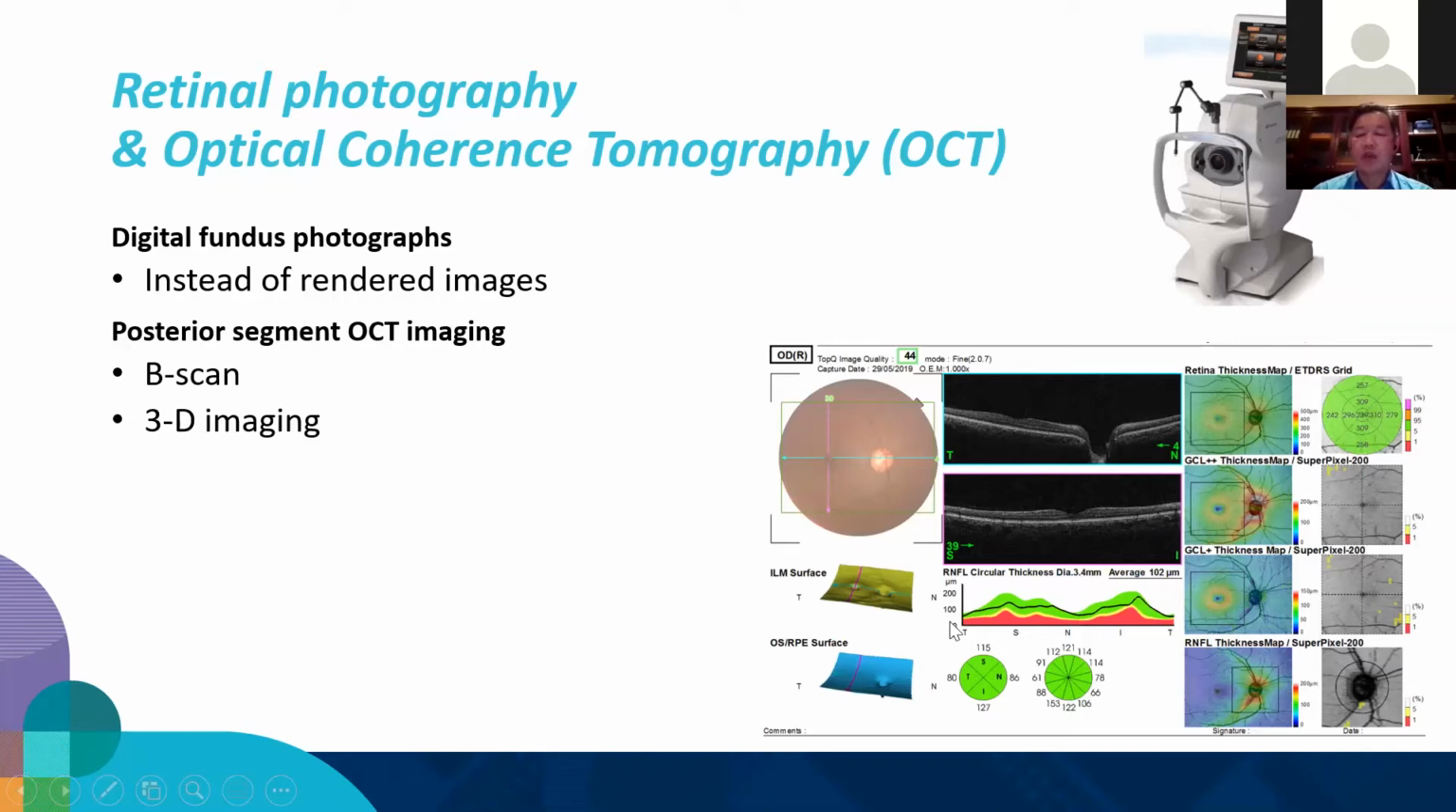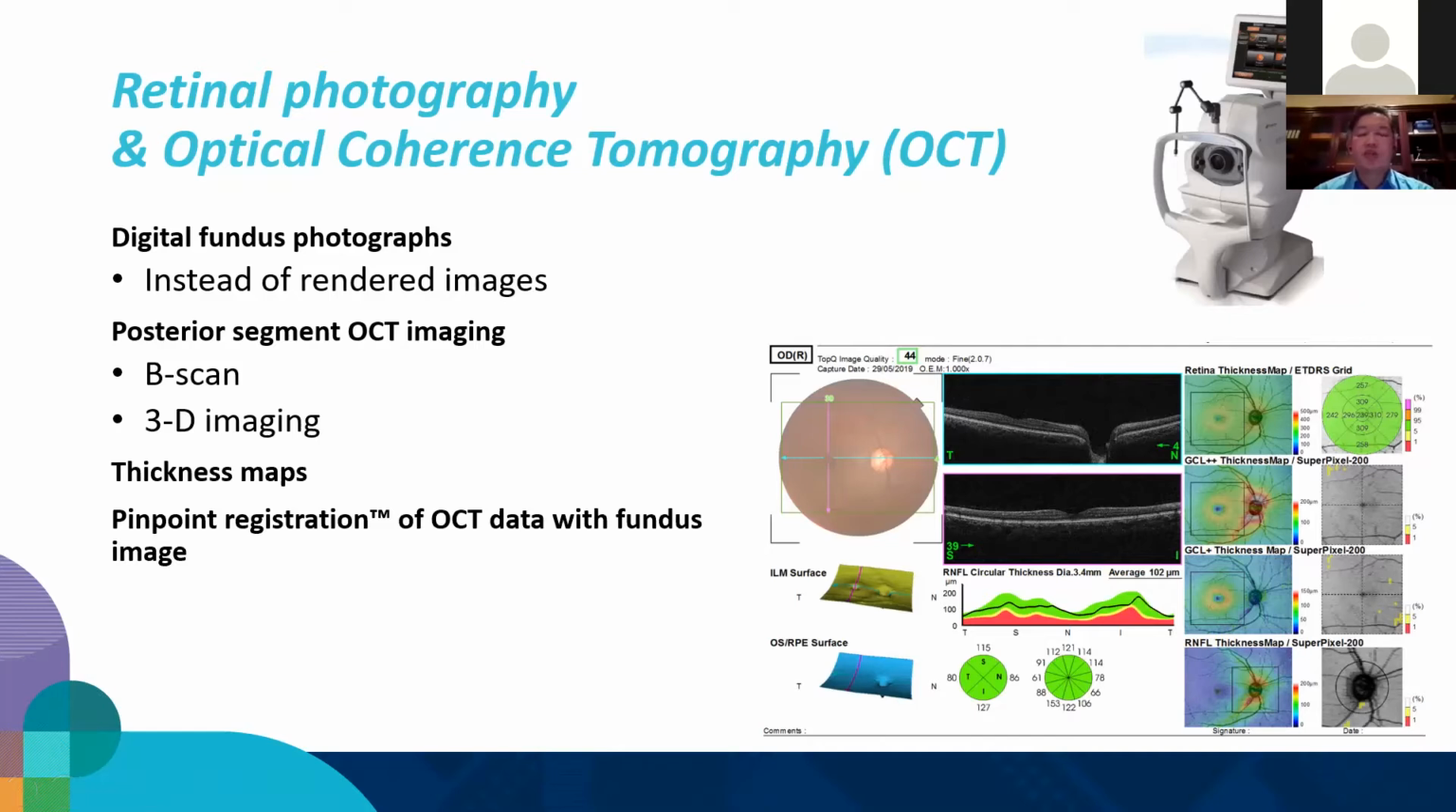From there, you can compare the thicknesses with a normative database, and it can also give you some other fancy things such as thickness maps and pinpoint registration. So if you've got a lesion somewhere out here, you can click on it, and the OCT can then give you a cross-sectional image of that particular point to see what is actually going on.